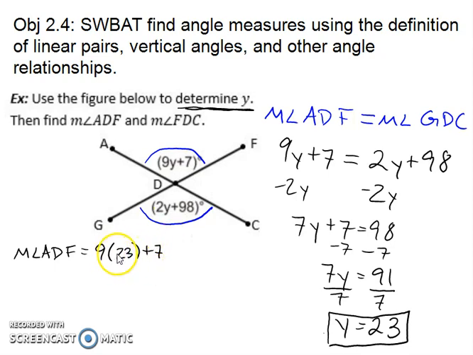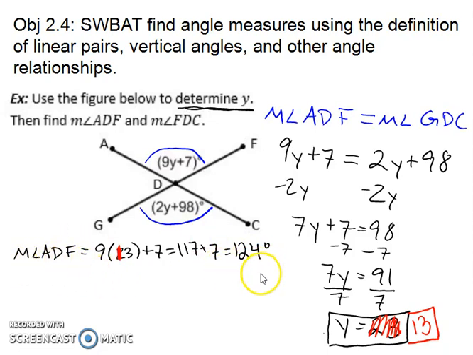9 times 23 is way too big. I found my mistake. 91 divided by 7 is actually 13, not 23. So my apologies. We're going to go back and we're going to fix that. And that changes what's happening right here. So we've got 9 times 13 plus 7. 9 times 13 is 117, plus 7 is 124. So measure of angle ADF is 124 degrees.